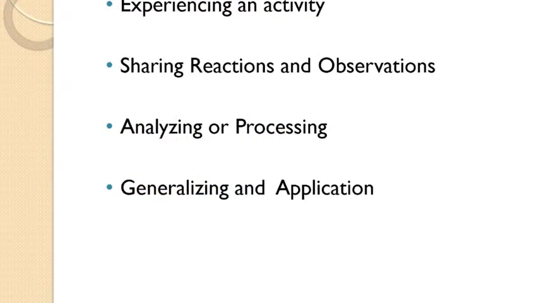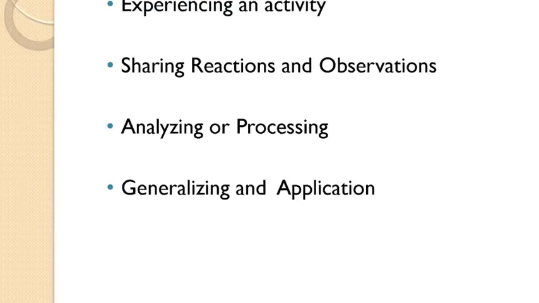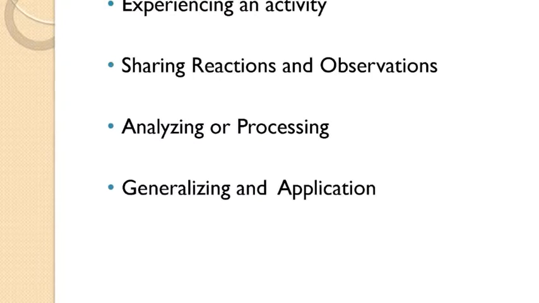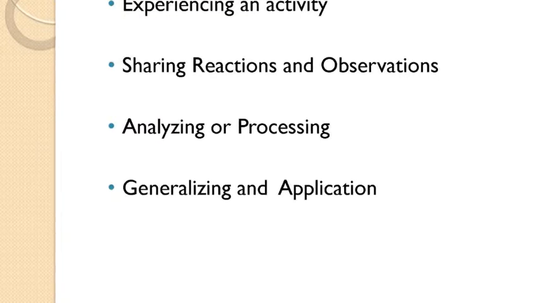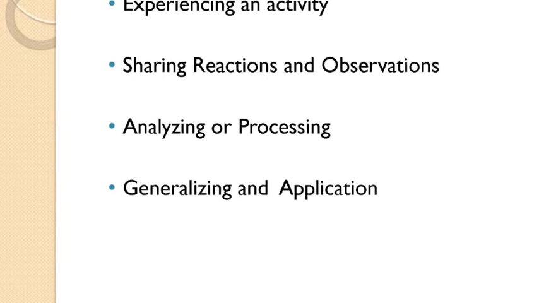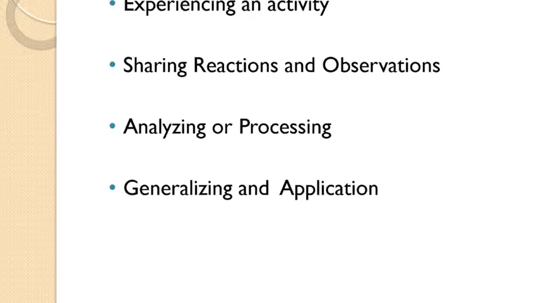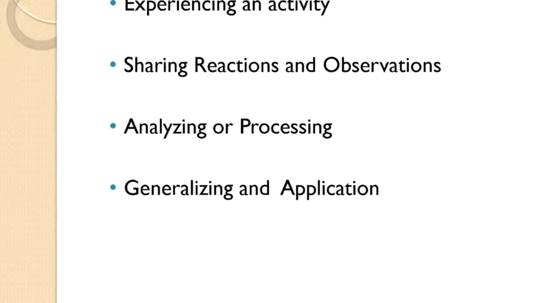Experiential learning is the process of making meaning from direct experiences, or from learning from your experience. Experiential learning is inductive, learner-centered, and activity-oriented. The emphasis in experiential learning is on the process of learning and not on the actual product. Experiential learning can be viewed as a cycle consisting of 5 phases, all of which are necessary: experiencing an activity, sharing reactions and observations, analyzing or processing, generalizing, and application.